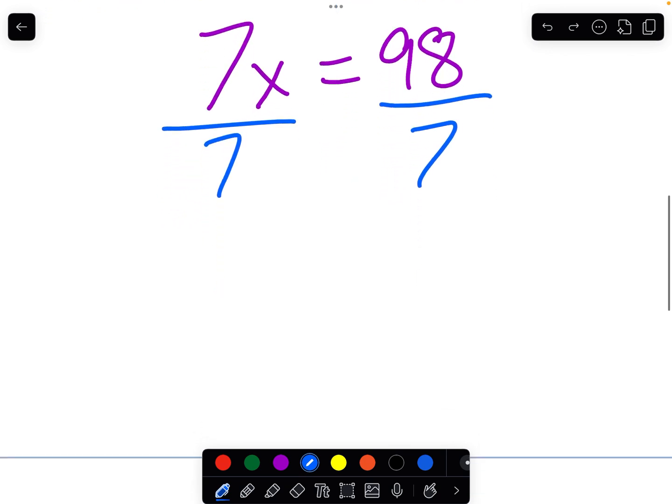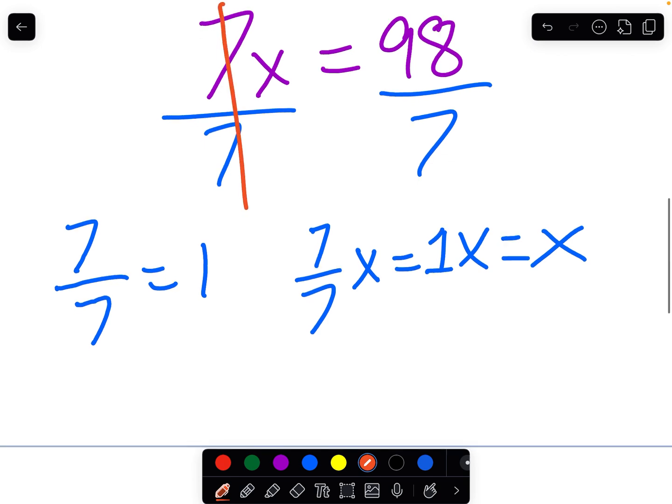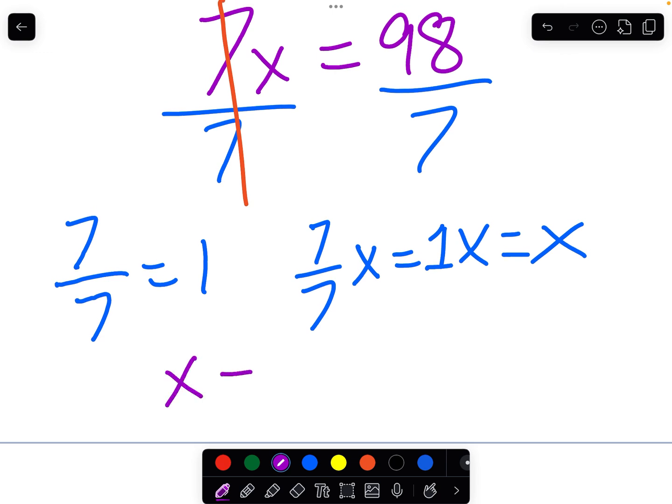So 7 over 7, the reason that this will cancel out is because 7 over 7 equals 1. Remember, any number divided by itself is 1. And then if I have 7 over 7 times x, it's the same as 1x, which is the same as x. And so that allows us to have x alone. So let me cross out the 7s. And now we're left with x equals 98 over 7.